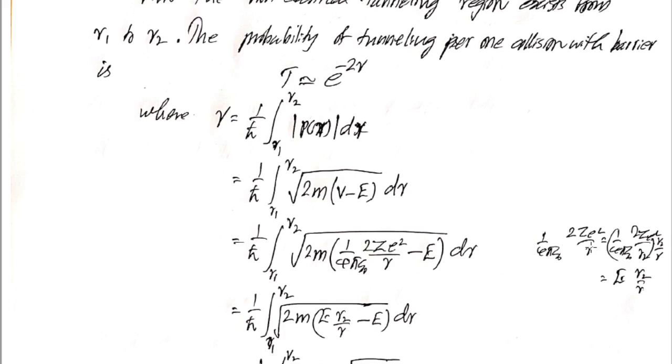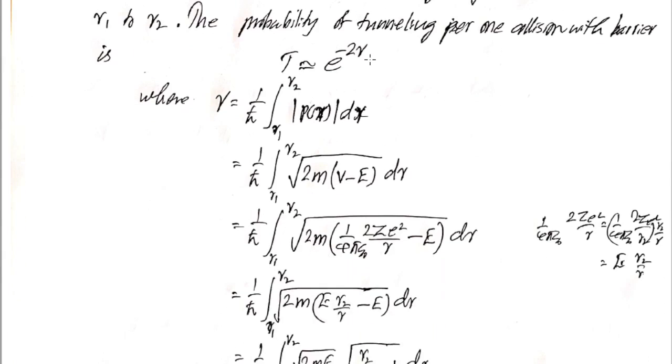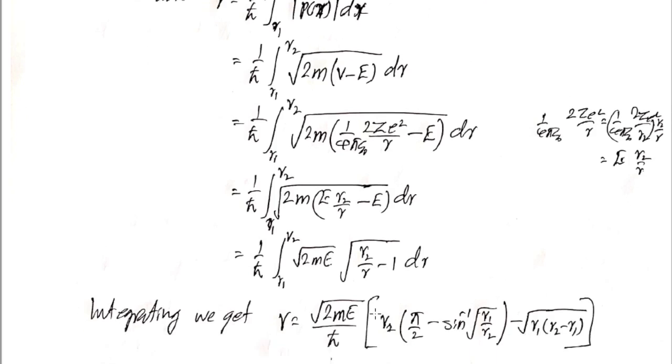Now this quantity 1 by 4 pi epsilon 0 2Z e square by r can be written as 1 by 4 pi epsilon 0 2Z e square by r2 into r2 by r. Now this 1 by 4 pi epsilon 0 2Z e square by r2 is the total energy E, because it is the potential energy at the classical turning point. So that can be written as E into r2 by r. So our expression becomes 1 by h cross integral r1 to r2 root of 2m into (E into r2 by r minus E) dr, and it becomes root of 2mE into (r2 by r minus 1) dr.